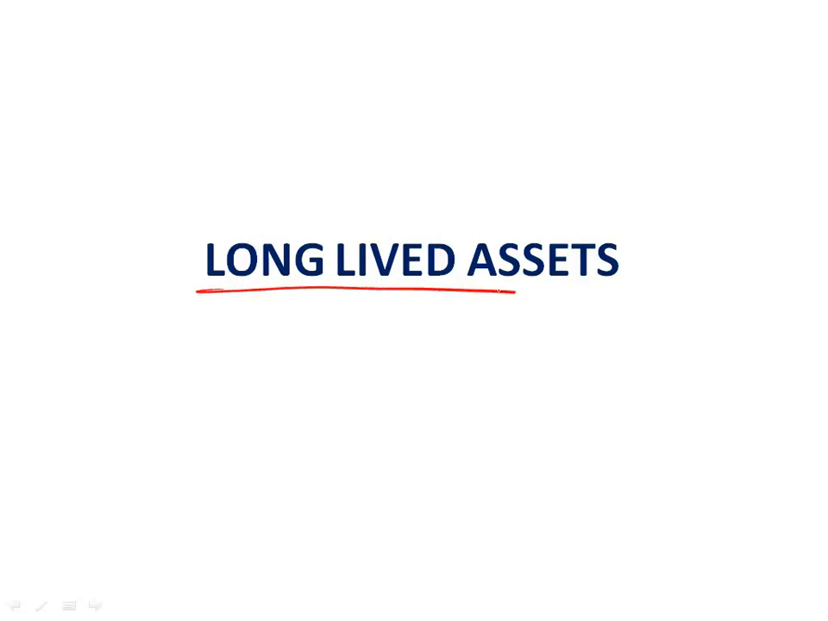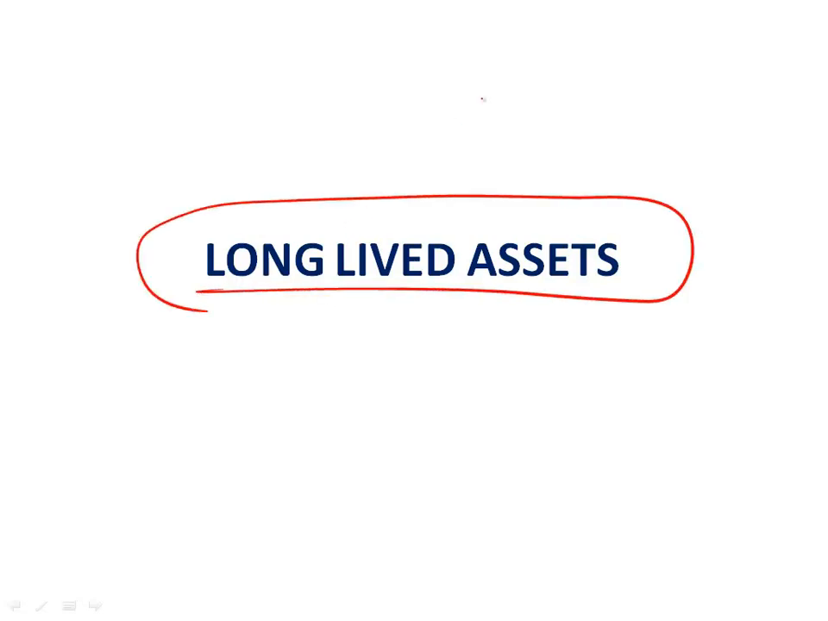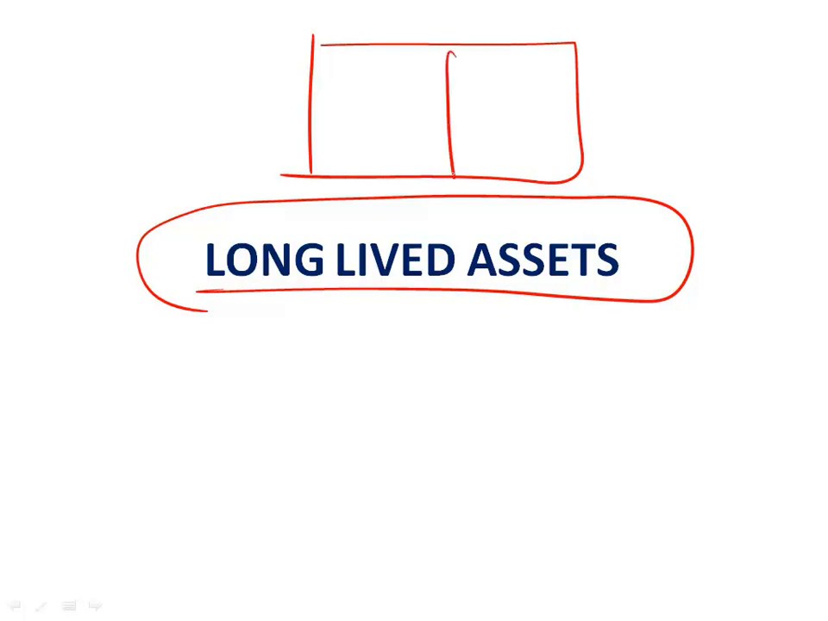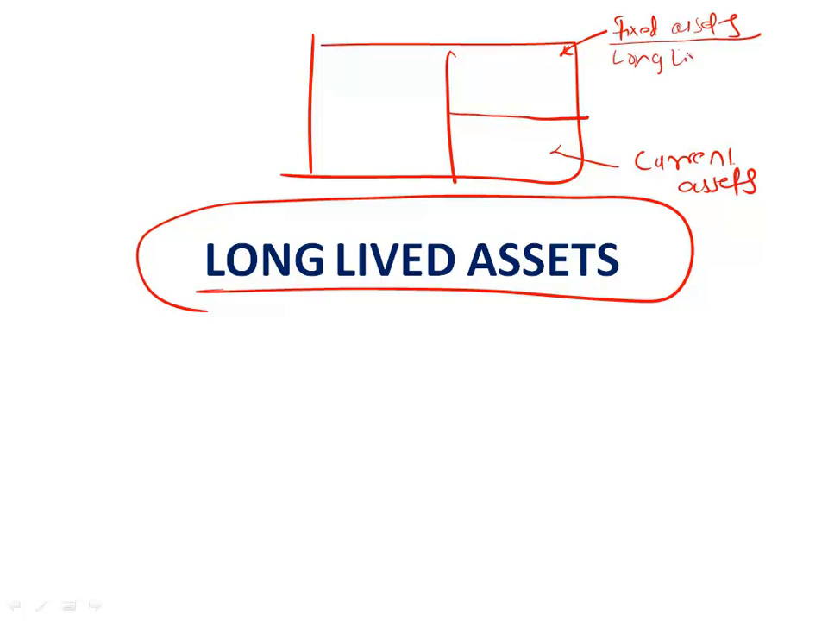Okay. Now the next topic is about long-lived assets. Now see, this is your balance sheet. We will divide the asset side into two parts. The top part we will call typically fixed assets, and the other we would call current assets. Now these fixed assets are also called long-lived assets.